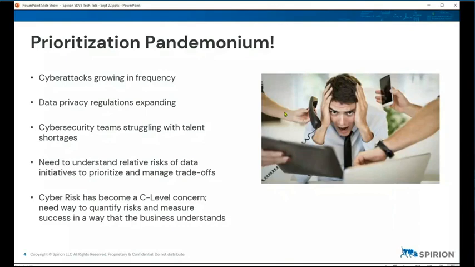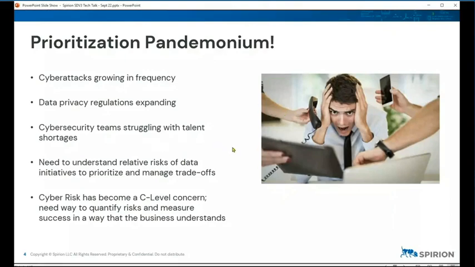And all this bubbles up because cyber risk has become a C-level concern. You need to understand and quantify and measure success in a way that the business understands. Because, again, I have another Gartner quote here: by 2026, at least 50% of C-level executives will have a performance requirement related to cybersecurity risk built into their contracts. So we're seeing movement in understanding and controlling the problem.